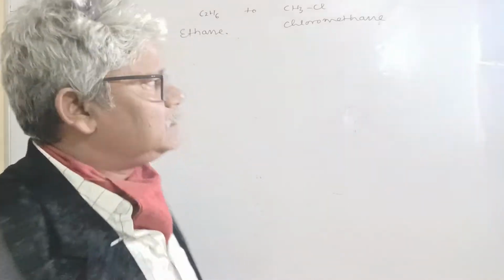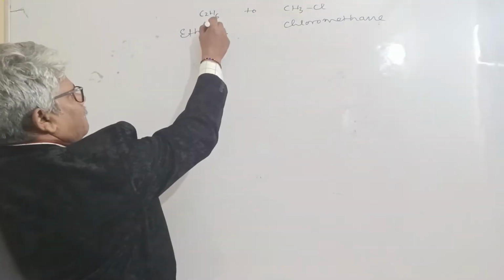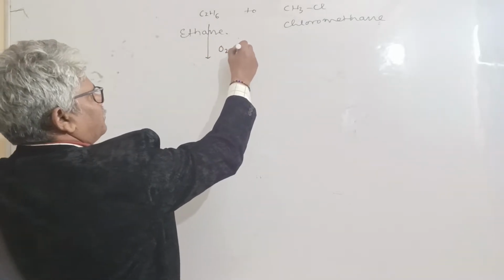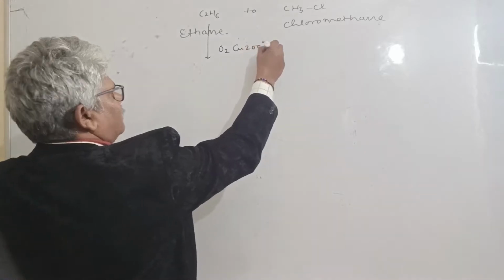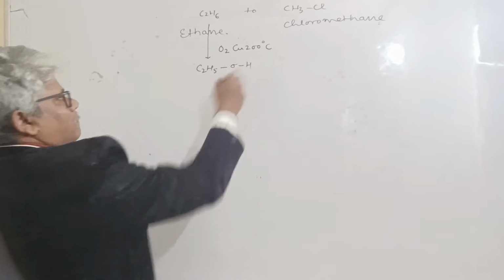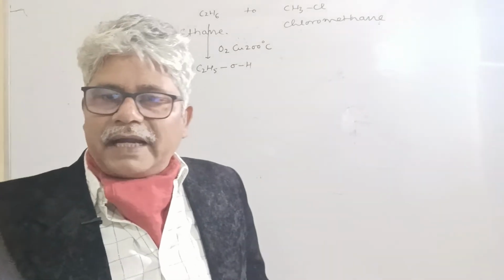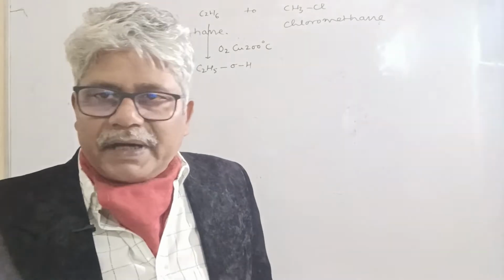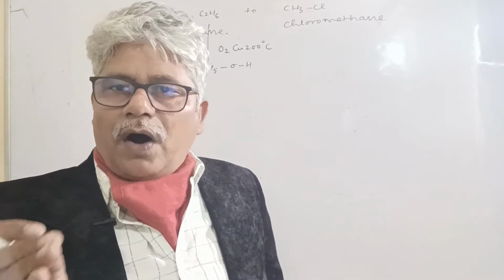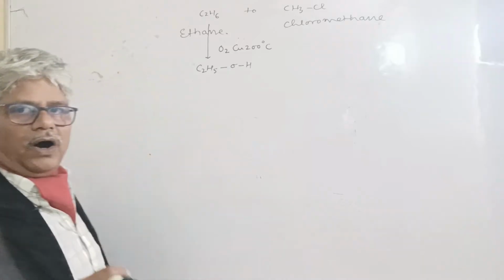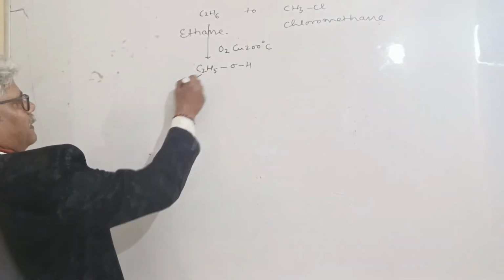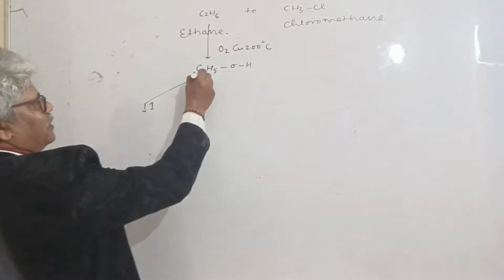So to start with, let us convert ethane to ethanol. Under controlled oxidation, that is oxygen under heated copper at 200 degrees centigrade, ethane would oxidize to ethanol. Now from ethanol, we can bifurcate to 2 methods. Number 1 and number 2.